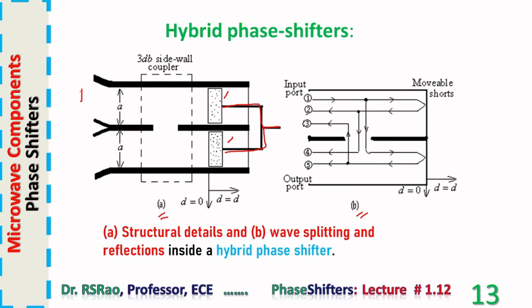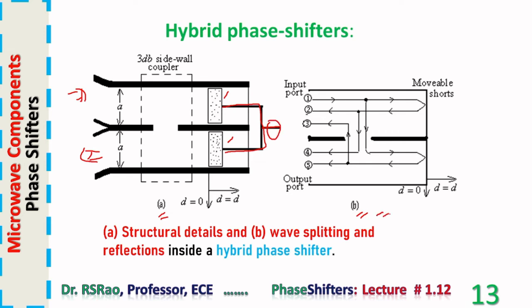This is one port, the input port. This is another port, the output port. We give the signal here. We take the signal from this port. The amplitude of the output signal is equal to the amplitude of the input signal, but the phase of the output signal can be varied by moving the shots either into the coupler or out of the coupler through the handle to which the shots are connected.